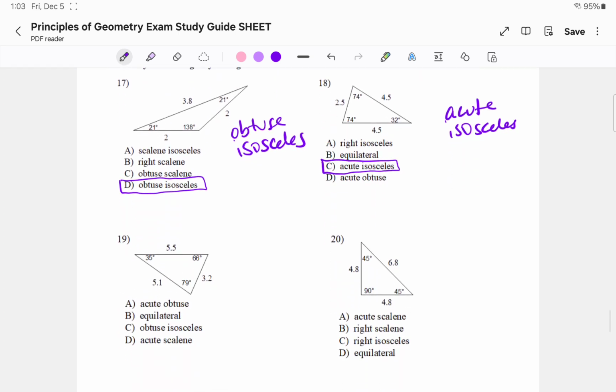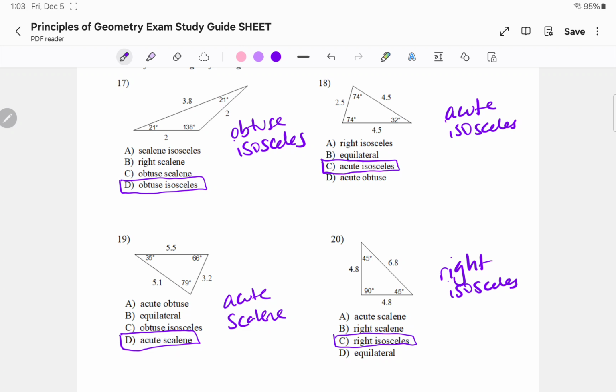All right, so number 19. Angles first, they're all less than 90, so that's acute. And this one, all the sides are different, so it's scalene. So that's letter D. And then our last classifying. I see a right angle here. 90 degrees means it's a right angle. So that makes it a right triangle. And I look at the sides. Are they different? Are two of them equal? Look at that. Two of them are equal. So that makes it isosceles. So right isosceles, letter C.